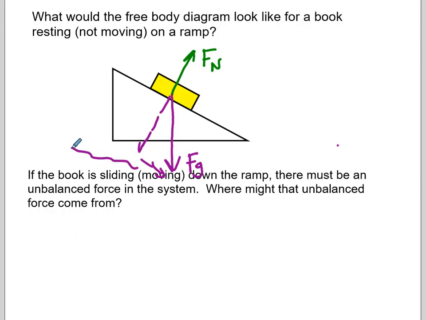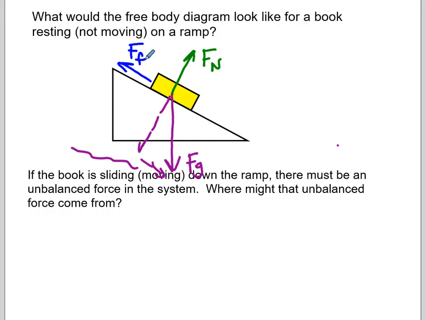Okay, and if I had no friction on this ramp, then that is the force that would bring the object down the ramp. But because there is a frictional force, I know the frictional force has to be at least as big as that so that it doesn't roll down the hill or slide down the ramp. Okay? If the book is going to start sliding down the ramp, there must be an unbalanced force in the system, and that's the one we just talked about.